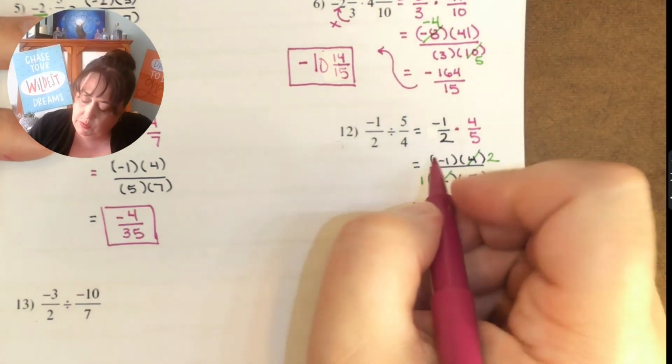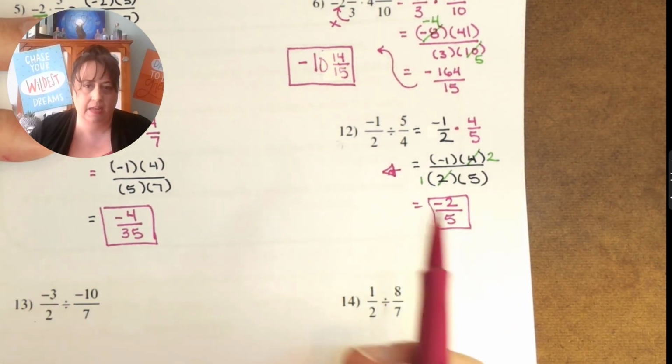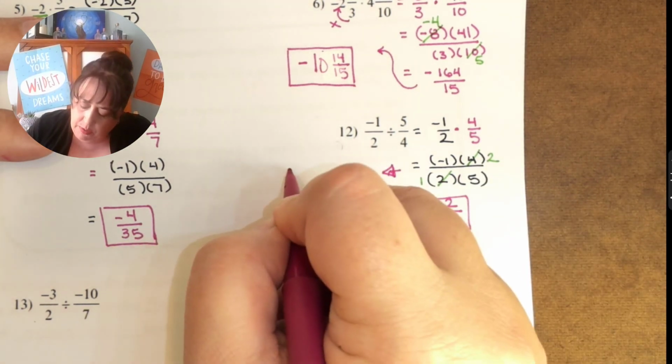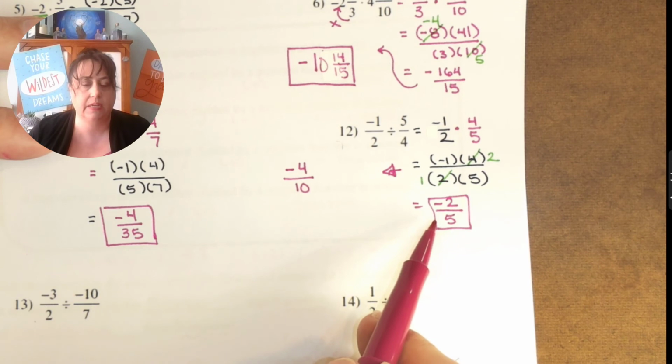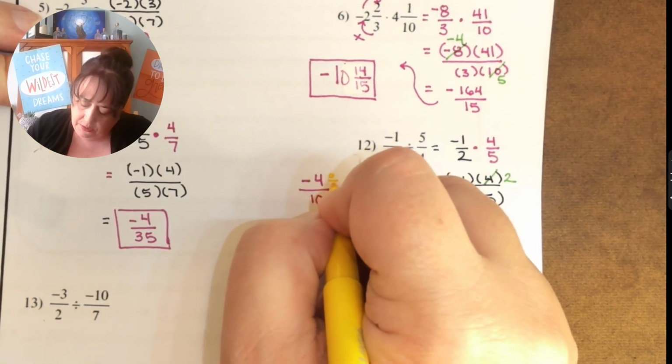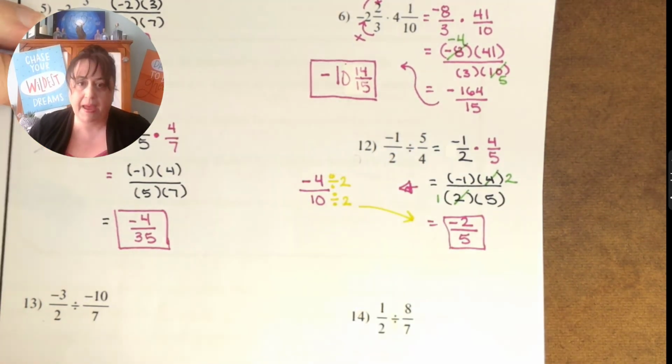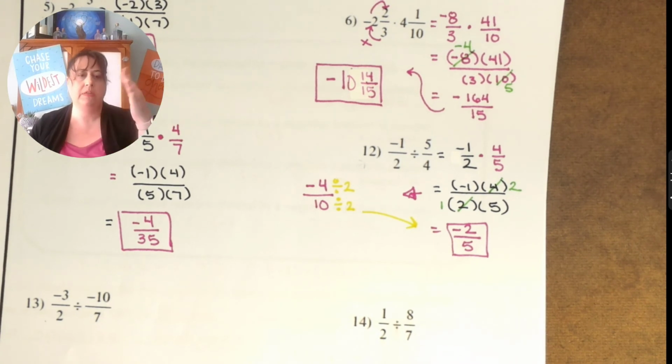Now, I'm going to just do a little sidebar over here. What if I hadn't done that? What if I just multiplied straight across? I would have had a -4 over 10. That reduces to this. If I divide this by 2 and I divide this by 2, I get back to that. It's just where in the problem did you divide by 2?